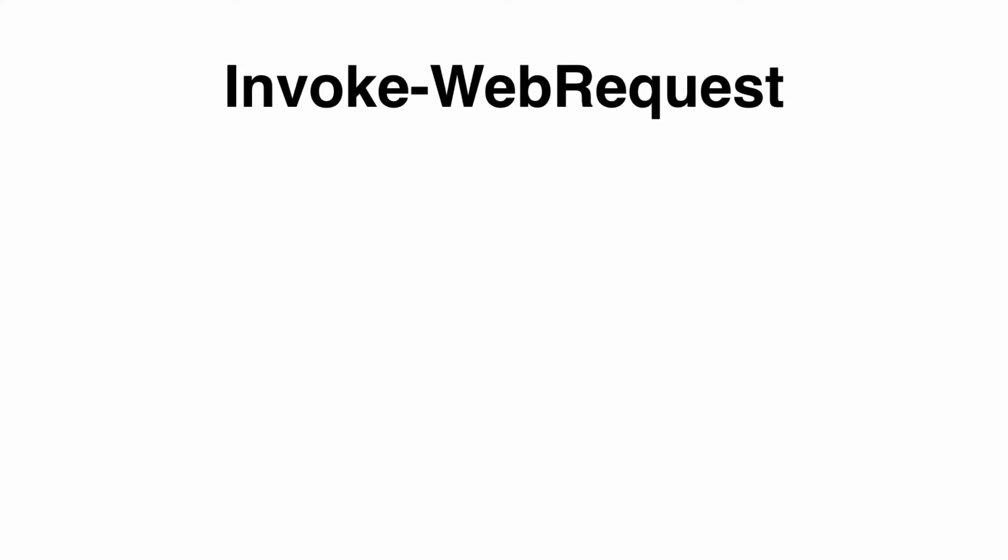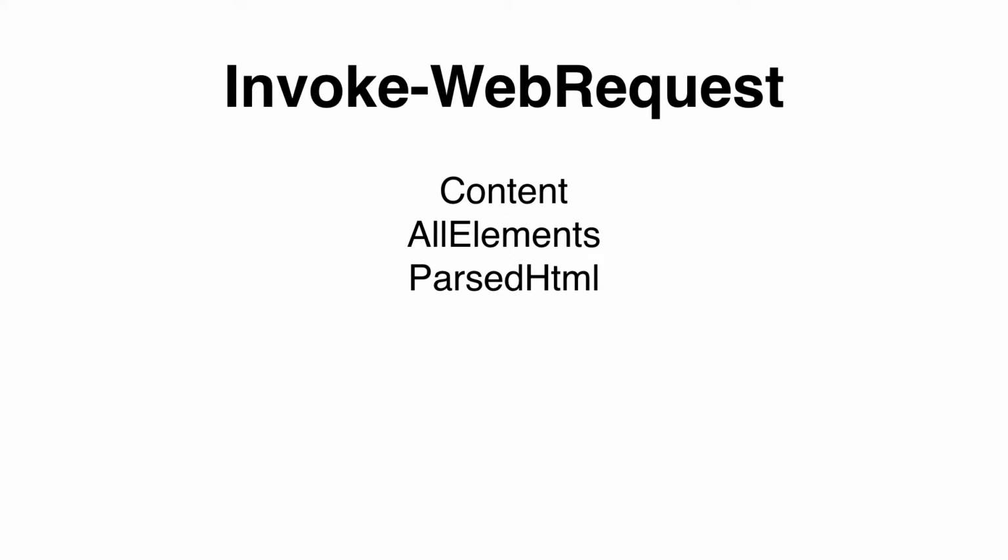To get content from a web page on the internet, we can use the Invoke-WebRequest commandlet. Once we have created an object from this commandlet, we can use the Content property to read the information from the website. If we use the Elements property, PowerShell will create an object from every element that is on the web page. If we use the ParsedHtml property, we can get a specific element from the web page.